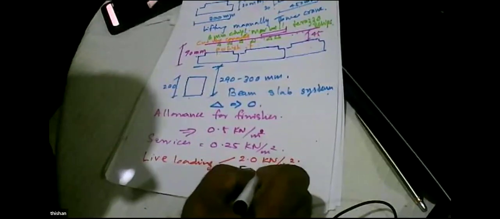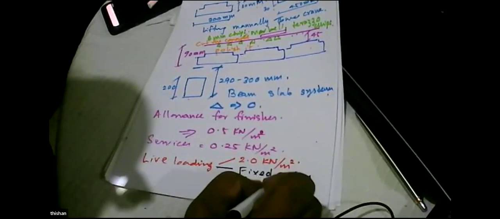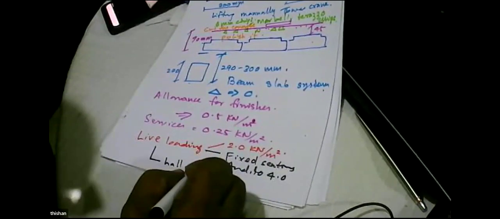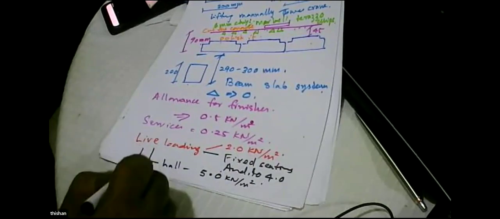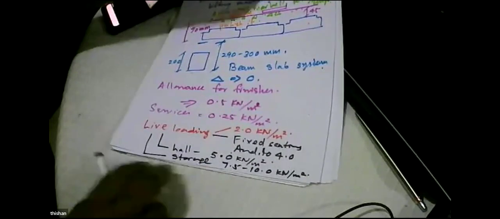But we can use it for an auditorium with fixed seating. In that case, we use 4. On the other hand, we can have a hall with no fixed seating. Then we use 5. And we can also use it for storage. Then we use 7.5 to 10. You can go for 7.5 to 10 kilonewtons per meter square.